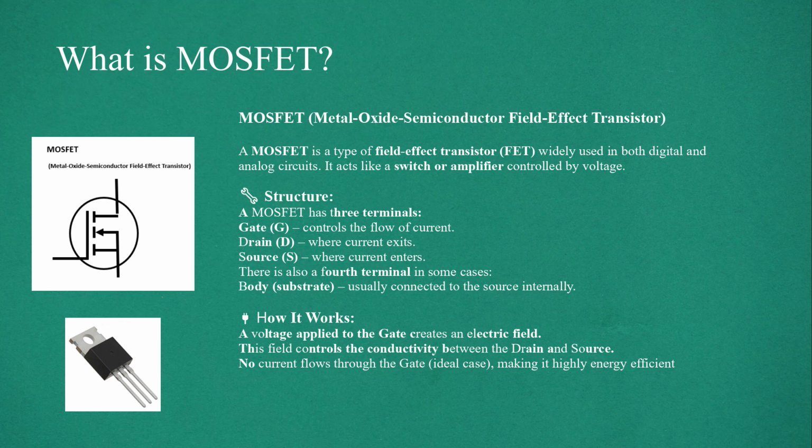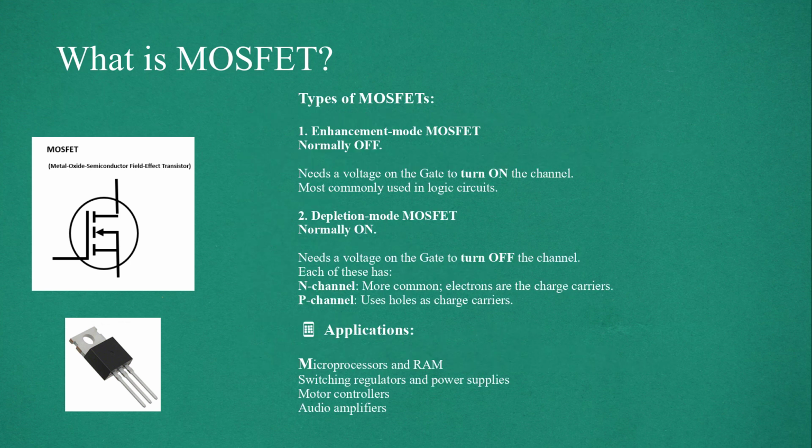How it works: 1. A voltage applied to the gate creates an electric field. 2. This field controls the conductivity between the drain and source. 3. No current flows through the gate, in the ideal case, making it highly energy efficient.